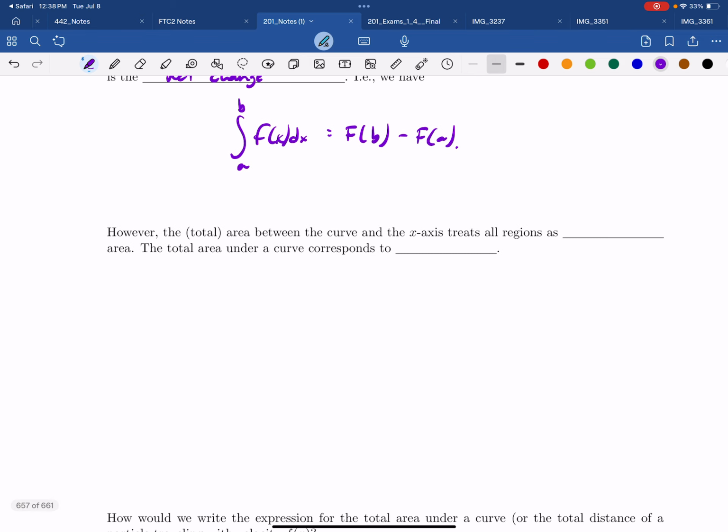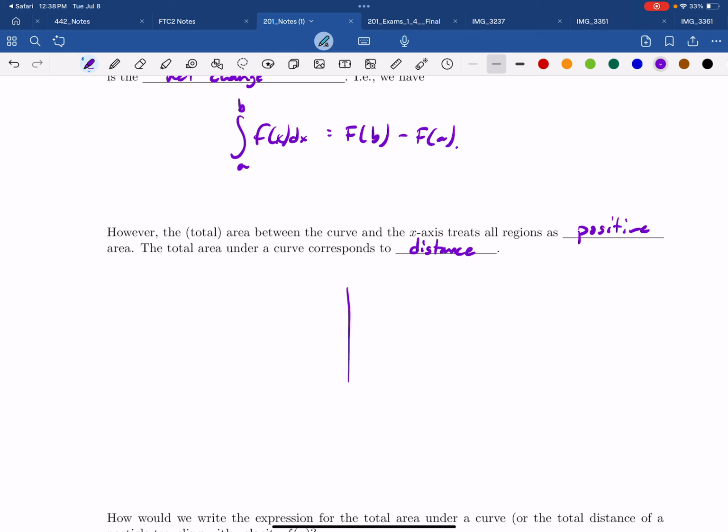If you're ever asked for the total area under the curve, then that treats all regions as positive area. And so the total area under the curve corresponds to this idea of total distance, right? So if you walk forward 5 feet and walk back 5 feet, your net distance is 0. Or your displacement, so to speak, is 0, right? But your distance is 5 plus 5 equals 10 feet, right?